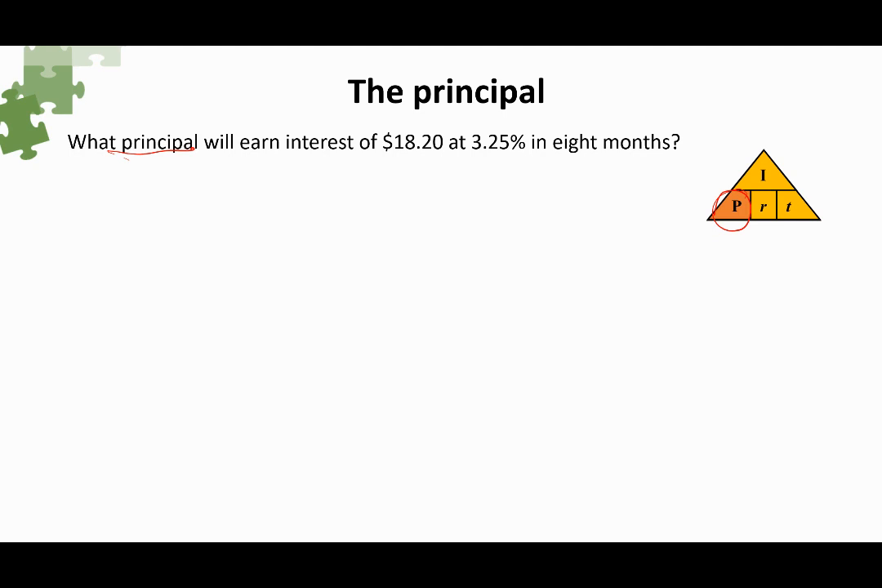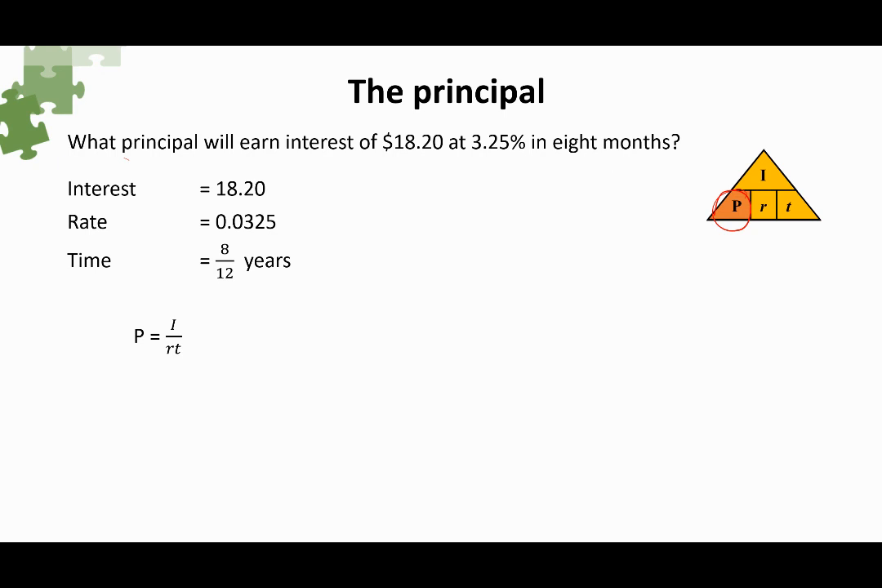So this translates into, I'll get the formula out in a minute, I guess we're writing down the values first. So interest is going to be $18.20, so that's this. And then our rate is 3.25%, so in decimals it's that. Our time is 8 months. Now remember I said it has to be expressed in years, and there are 12 months in a year, so it's 8 over 12 years.